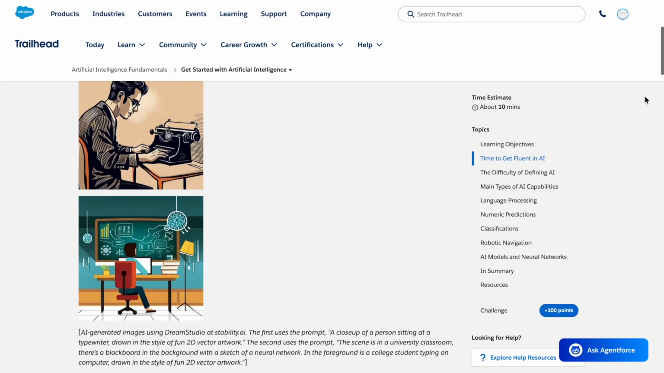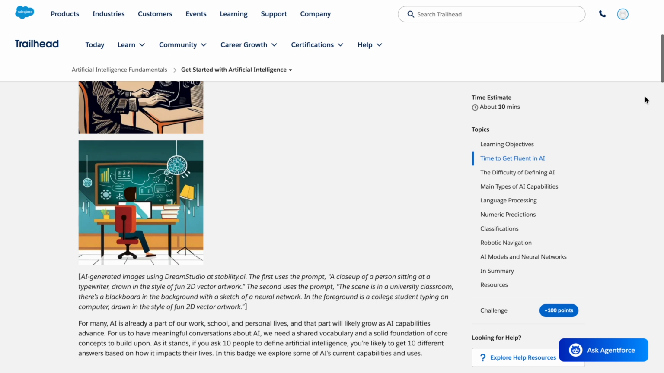AI-generated images using Dream Studio at Stability.ai. The first uses the prompt, a close-up of a person sitting at a typewriter, drawn in the style of fun 2D vector artwork. The second uses the prompt, the scene is in a university classroom. There's a blackboard in the background with a sketch of a neural network. In the foreground is a college student typing on computer, drawn in the style of fun 2D vector artwork.